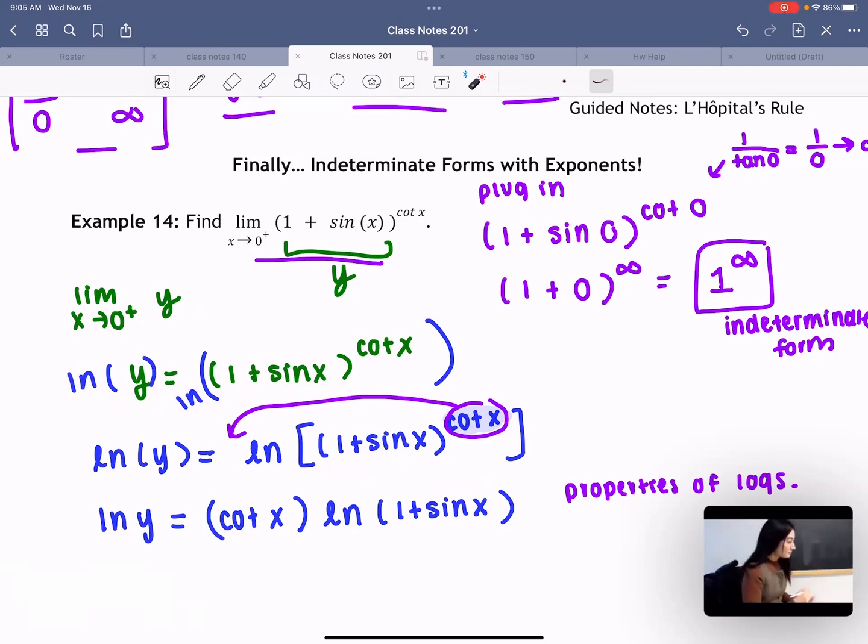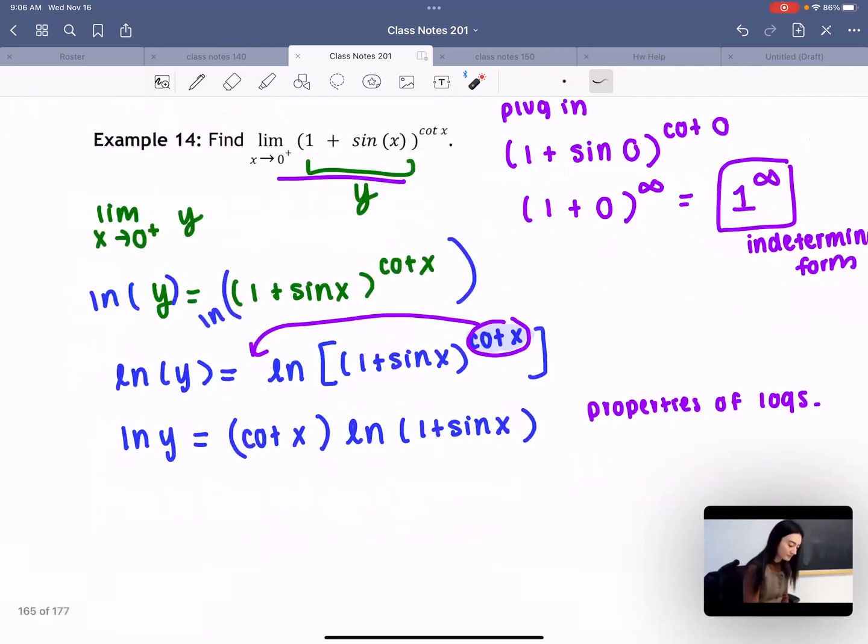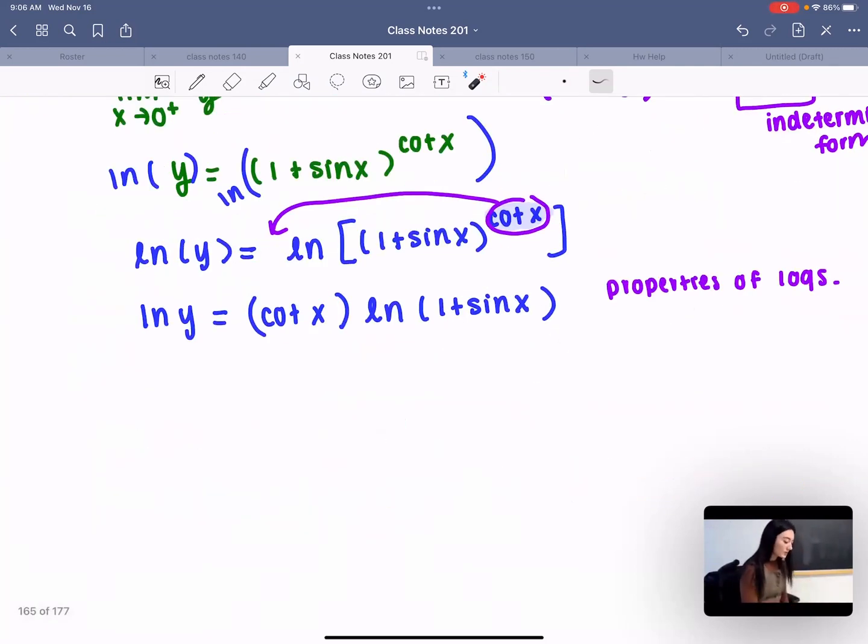What we did then is I used properties of logarithms, which you might remember from algebra, to take the exponent and bring it all the way in front of the log. Okay, I don't know if you remember doing this in calculus readiness, but whenever you have a natural log of something to an exponent, you take the exponent and bring it up front, okay? So this is the same as cotangent times the natural log of 1 plus sine of x. All right, so now we're here.